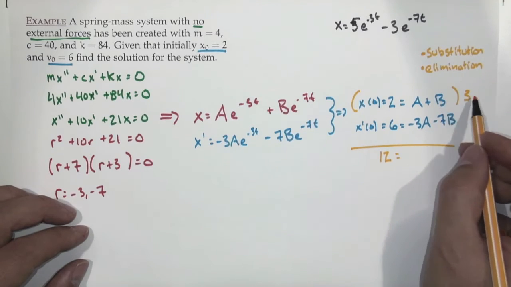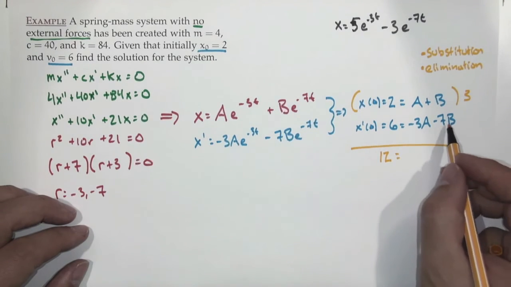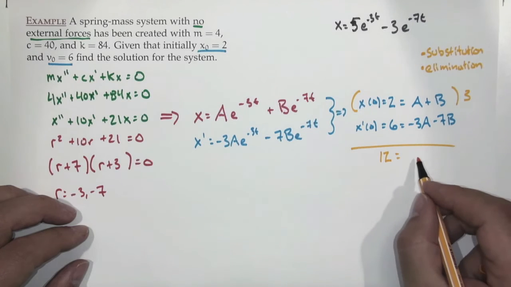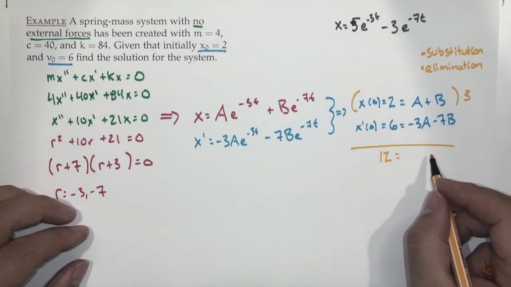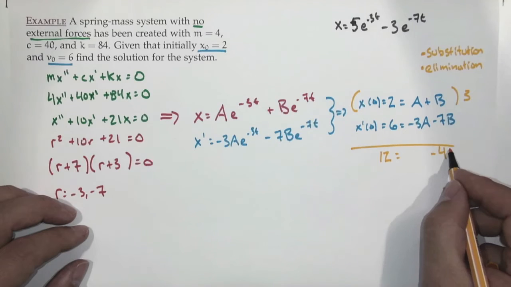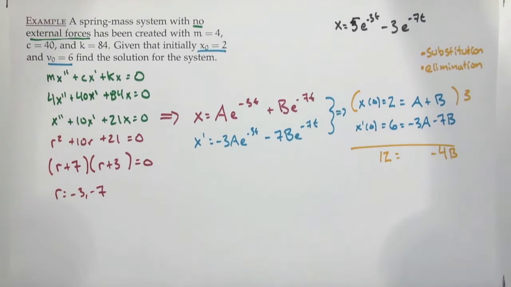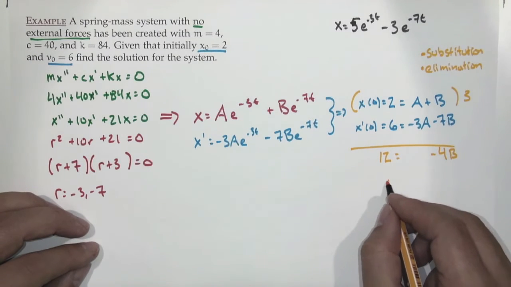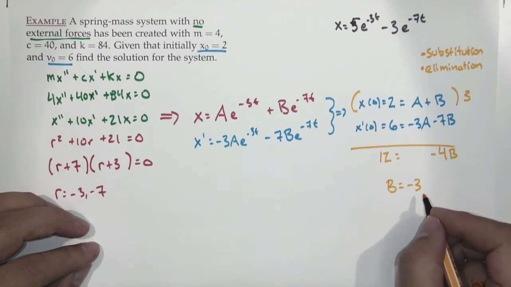3 times b is 3b. 3b subtract 7b is what? Negative 4b. And there's no a's because that's how we set it up. The a's will cancel out. It's 3a and subtract 3a. So what does that say about b? b has to be negative 3.